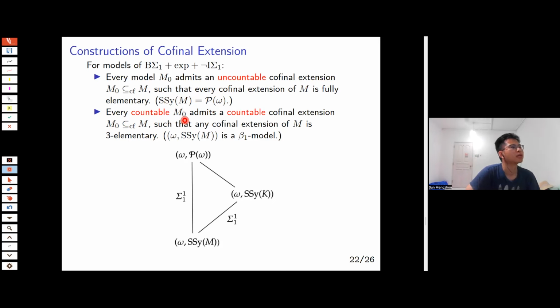And if we want countable, then starting with any countable M0, we can cofinally extend it to some M such that the standard system of M is a beta 1 model, which means that we have sigma 1 elementarity between the standard system of M and the power set of omega, so that for any adequate standard system K which is an extension of the standard system of M, we also get sigma 1 elementarity here. So this is just a very simple model theory argument. And here the sigma 1 elementarity, by the correspondence, means sigma 3 elementarity. So for any extension of M, we get sigma 3 elementarity.